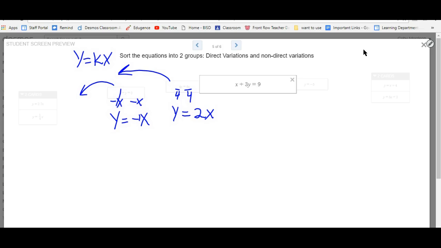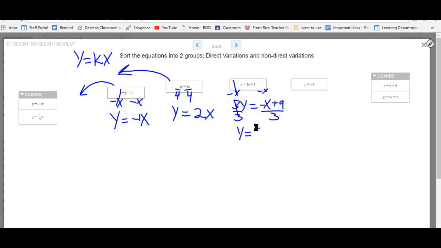That'll help. x plus 3y equals 9. I want the y by itself. Get rid of the x first. 3y equals negative x plus 9. Divide by 3. y equals negative 1/3 x plus 3. This has a y-intercept. This cannot be a direct variation. It's going to have to go on this side.